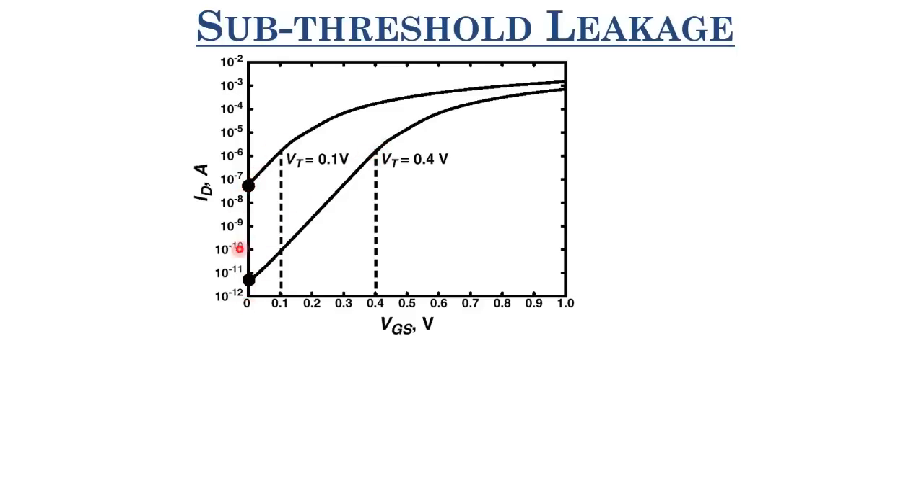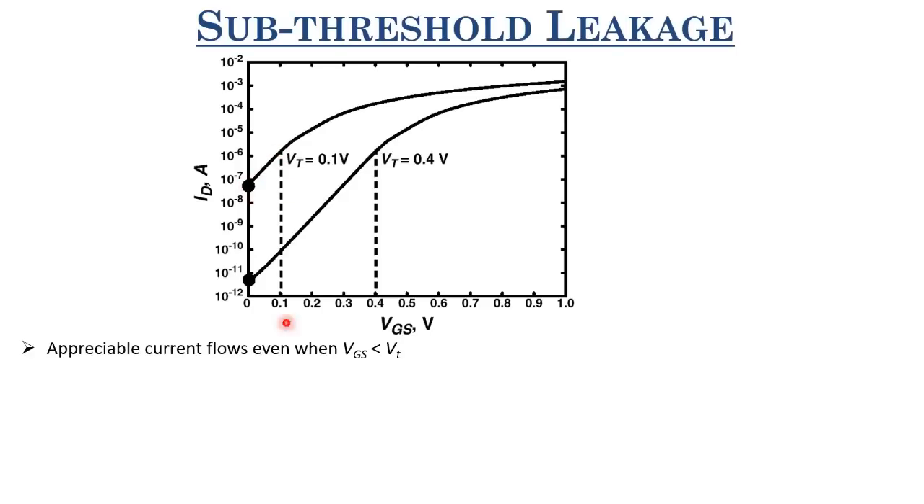And at VGS equals 0 volts, this current is larger. I mean, the leakage current of this transistor is larger, and the leakage current of this transistor is smaller. As a rule of thumb, the larger the threshold voltage, the lower the leakage current; the smaller the threshold voltage, the higher the leakage current. That is something that you should understand.